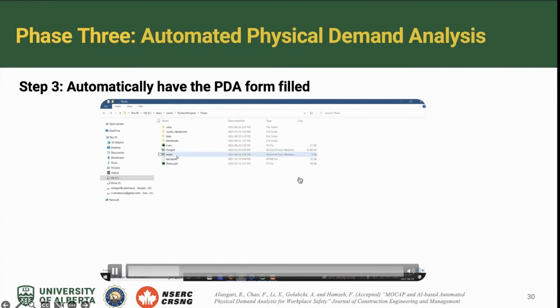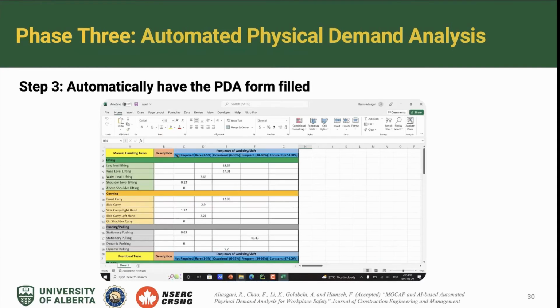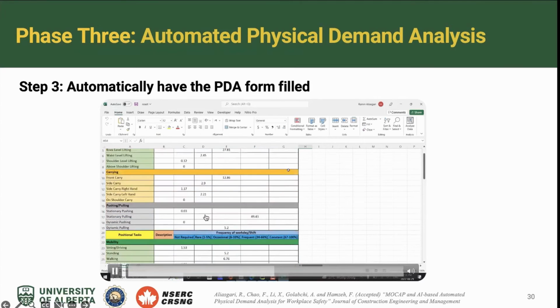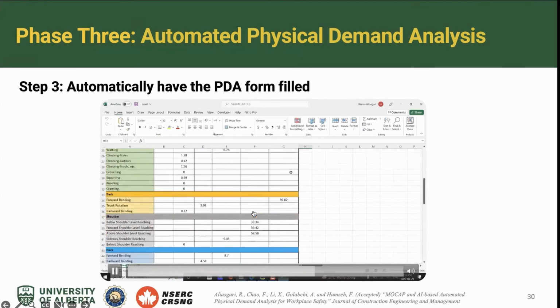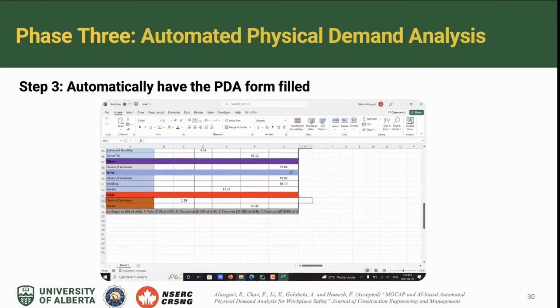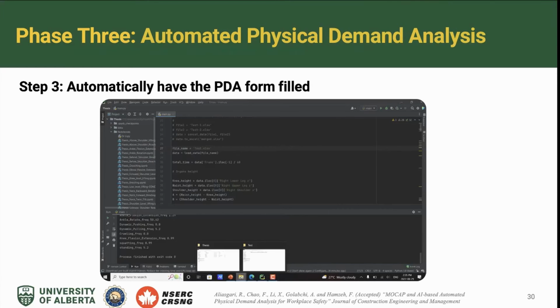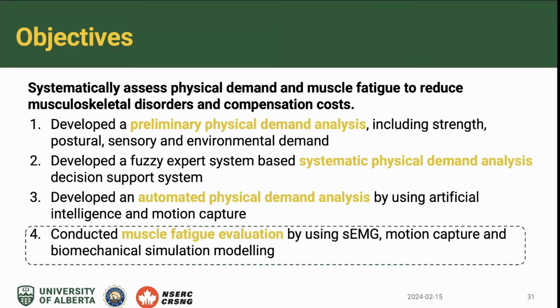And of course, there is a lot of coding required: calculating the activities, the frequency of using those activities, and further importing it to our PDA form. So we can eventually generate a PDA form automatically, which will speed up the completion of the PDA. Right, and the next one, I'll talk a little bit about muscle fatigue.